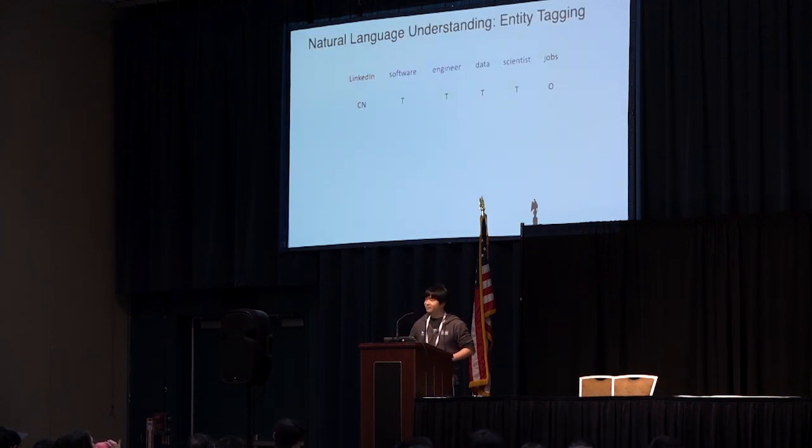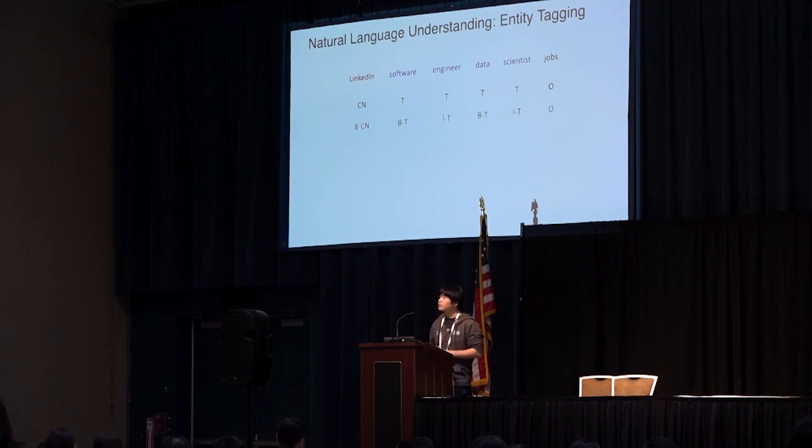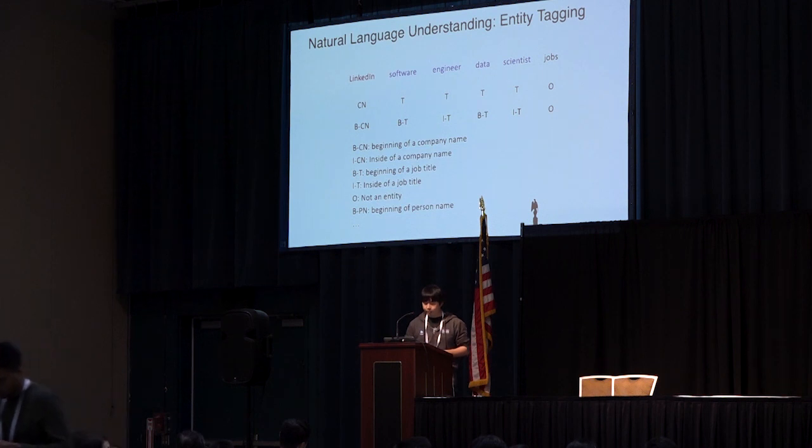How do we do that? Coming back to reality, no matter whether you have a query or a sentence for recommendation, this is an example. Basically, we want to assign a tag to each word. The tag could be company name, title, or unknown. But we want to extend this label a bit with position information. For example, BCN means beginning of a company name, and IT means inside of a job title.